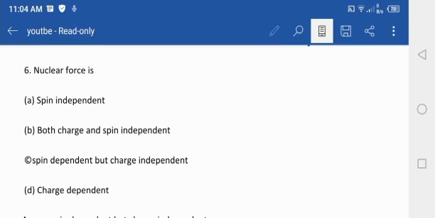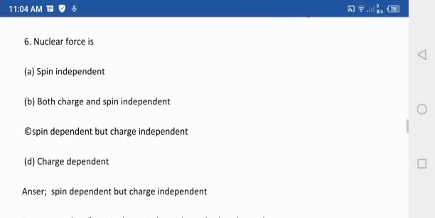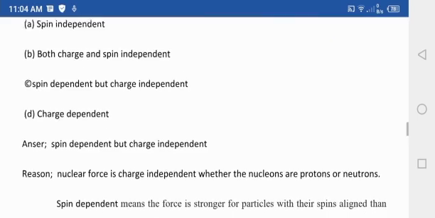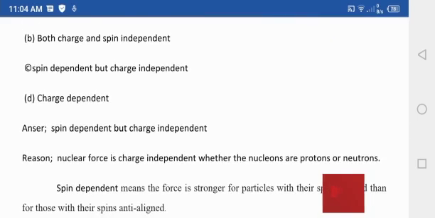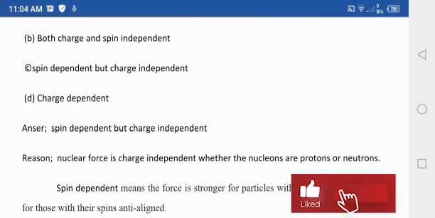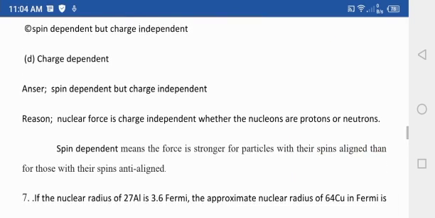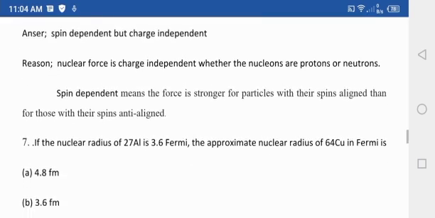MCQ 6: nuclear force is. Options are given. The right answer is nuclear force is spin dependent but charge independent. Spin dependent means the force is stronger for particles with their spins aligned than for those with their spins anti-aligned, and charge independent means it does not depend on whether the particles are protons or neutrons.